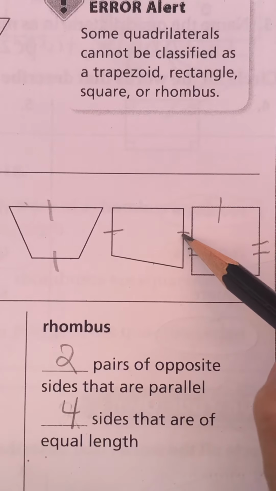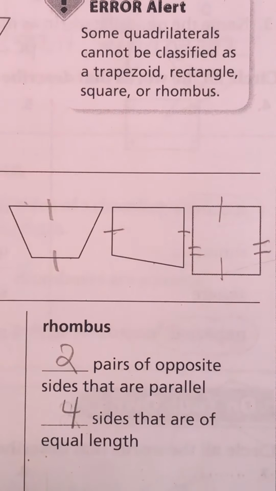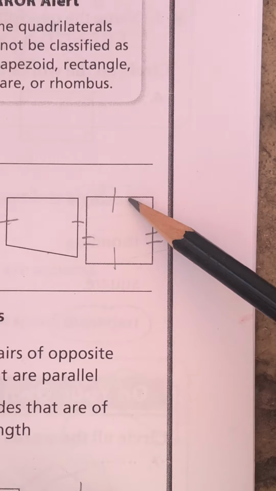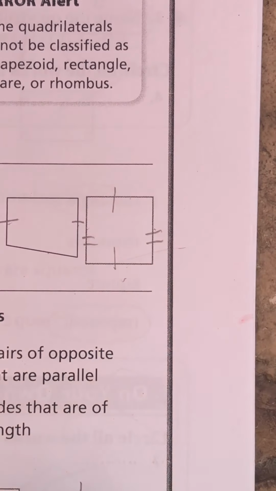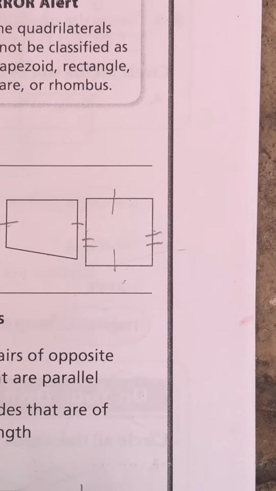These 2 lines are parallel to each other. They're never going to touch. They're never going to cross. They just go in the same direction. And the square, you've got something a little bit different. These 2 lines will never cross, and these 2 lines will never cross. So in the square, you have 2 pairs. But most trapezoids have one pair of opposite sides that are parallel.